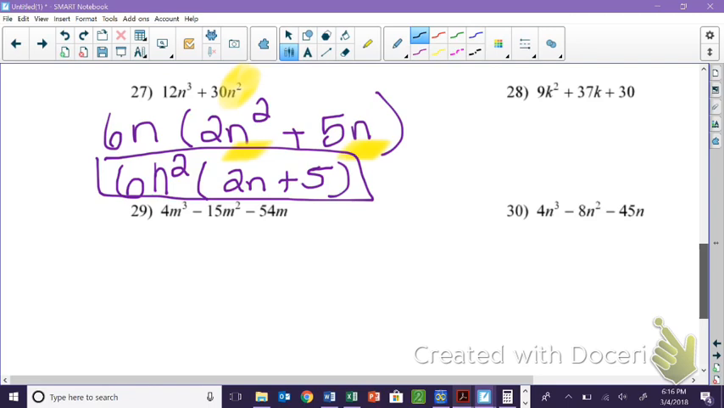I promise. 29. We have an m cubed, m squared, and m. So we automatically know, outside my parentheses, I'm going to take an m out. After that, does 4, 15, and 54 share anything? I'm kind of racking my brain, and no. 15 is odd. The only factors of 15 are 5 and 3. 4 is nowhere in there. So I'm going to go ahead and just leave it as such. 4m squared minus 15m minus 54.